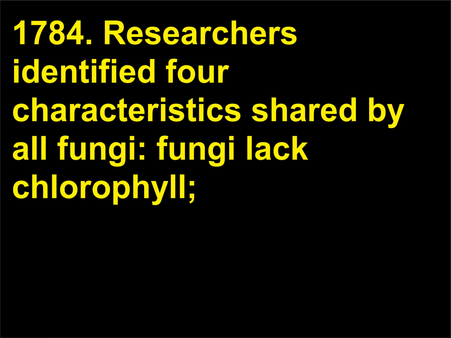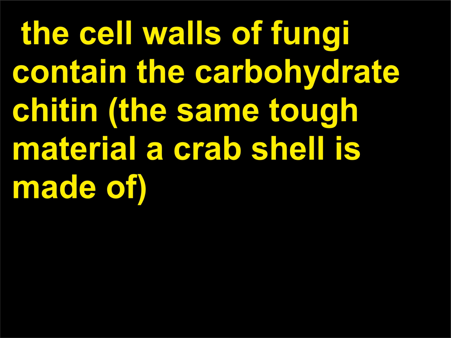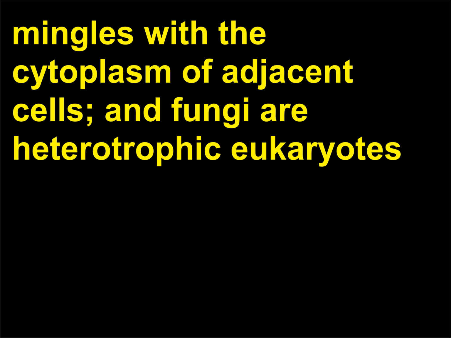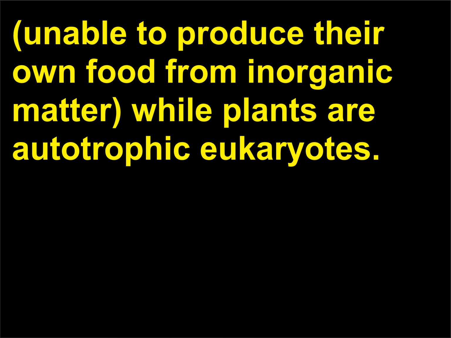Fungi lack chlorophyll. The cell walls of fungi contain the carbohydrate chitin, the same tough material a crab shell is made of. Fungi are not truly multicellular since the cytoplasm of one fungal cell mingles with the cytoplasm of adjacent cells, and fungi are heterotrophic eukaryotes, unable to produce their own food from inorganic matter, while plants are autotrophic eukaryotes.